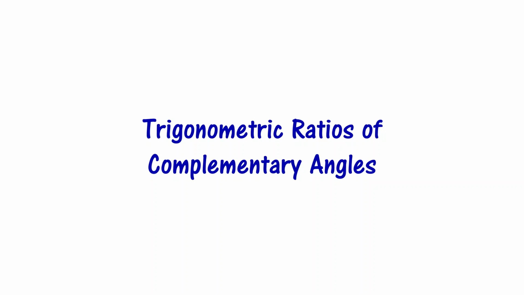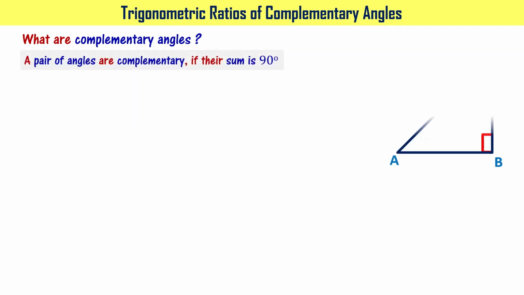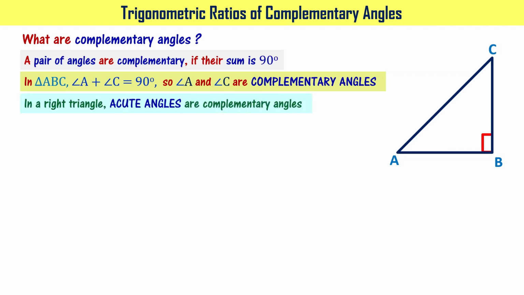Let's learn about trigonometric ratios of complementary angles now. What are complementary angles? A pair of angles are complementary if their sum is 90 degrees, right? It means in triangle ABC, angle A plus angle C equal to 90 degrees. That's why we say that angle C and angle A are complementary angles, right? It also means that in a right triangle, acute angles are going to be complementary angles. Please take a note of this.